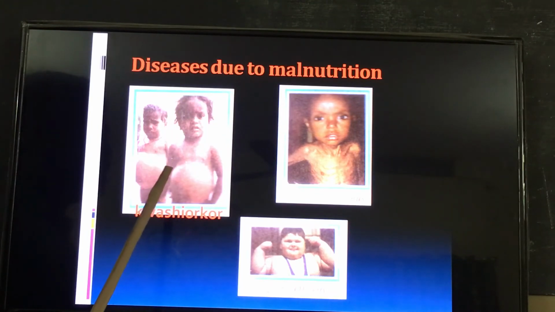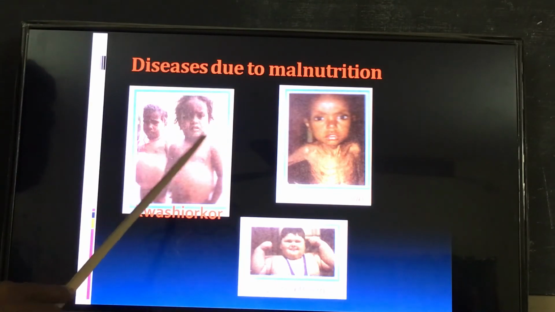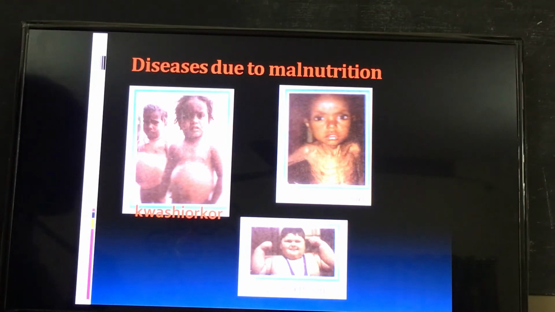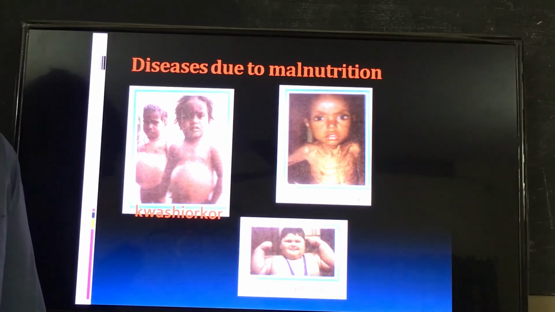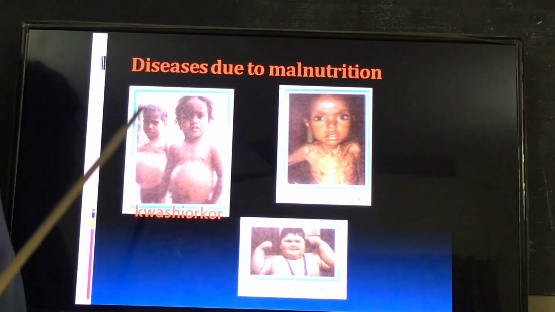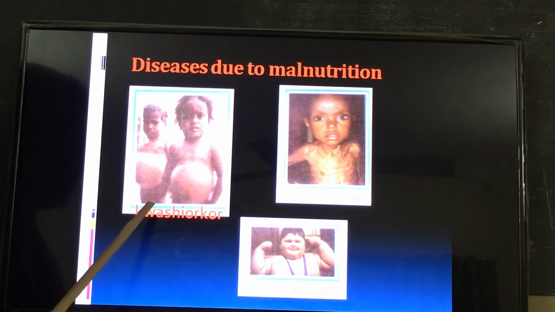First disease in malnutrition is kwashiorkor. See here, he is the person who suffered with a disease known as kwashiorkor. Do you know? Kwashiorkor is not an English word, it is an African word. In English, the meaning is displaced child. The mother who stops giving milk to their children, giving alternate food other than milk, may suffer with this disease, kwashiorkor.